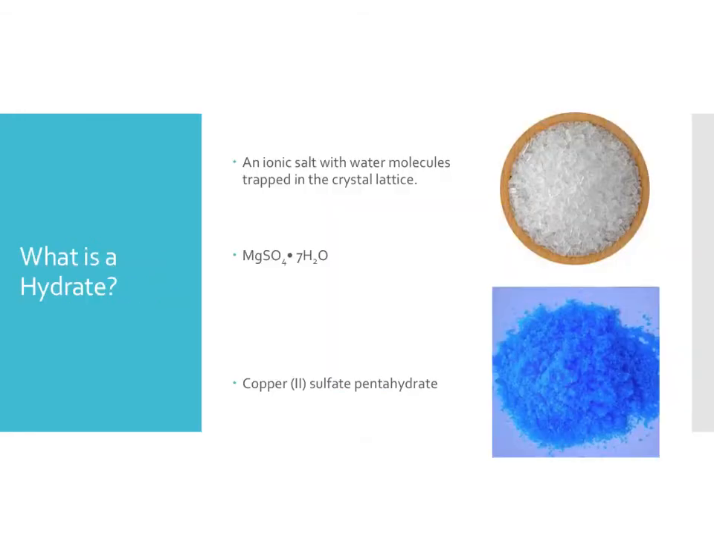So a hydrate is an ionic salt with water molecules trapped in the crystal lattice. The hydrate that we used in lab was MgSO4·7H2O. This little dot here tells you that the water is trapped in with those crystals. So this whole formula is the formula for the hydrate.